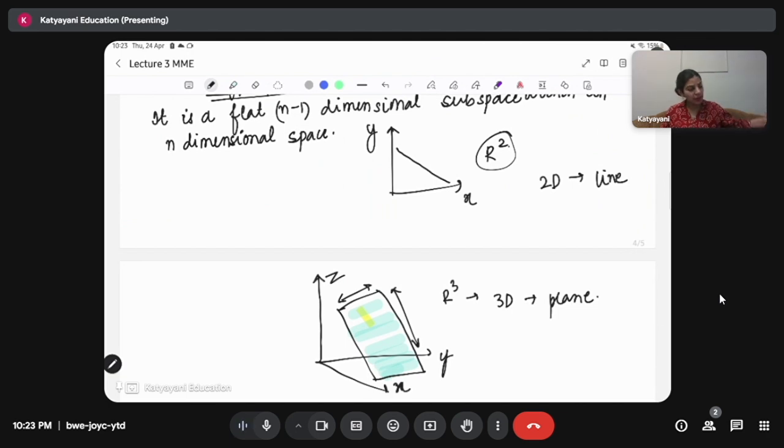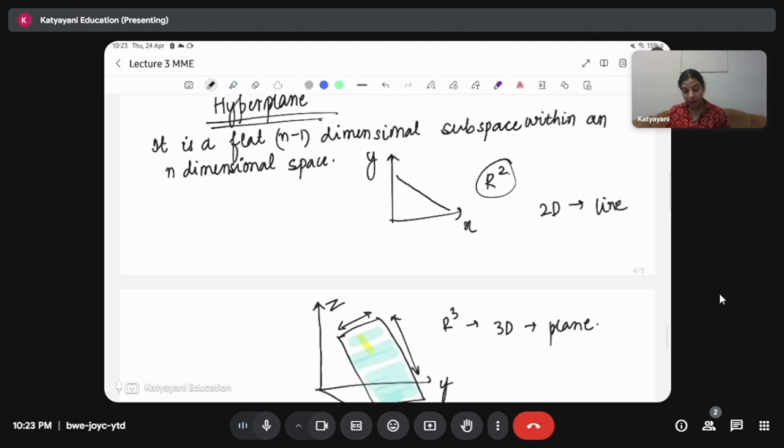What is the use of a hyperplane? A hyperplane divides the entire space into different parts. You can see that the line here divides the entire XY plane into two parts. Similarly, this plane will also divide my entire space into two different parts. So that is the definition of a hyperplane.